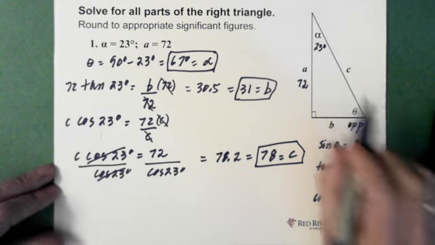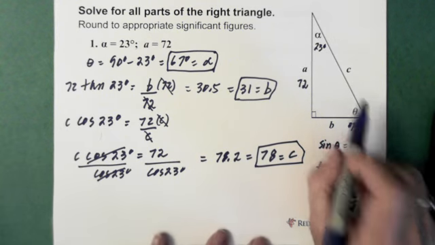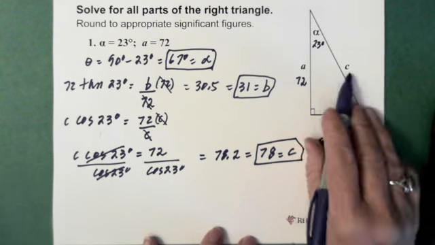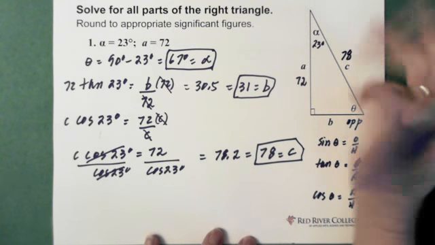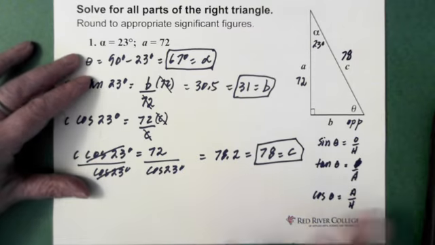Now we also know that the hypotenuse has to be the largest side. Here's our 72. We're saying C is 78. That's a reasonable answer. So we can say, you know what? We're probably right. So here's the second question.